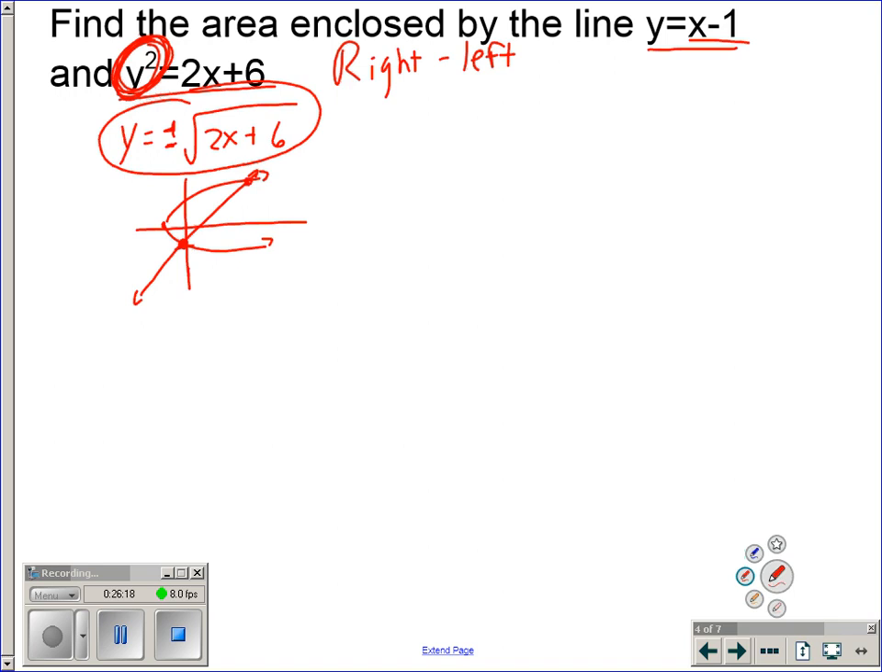So this is what my graph looks like. And I'm not always going to expect you to graph it or look at it to see what we're dealing with. You're just going to have to recognize which one has to be the right function, which one has to be the left function based off of the type of function we have.